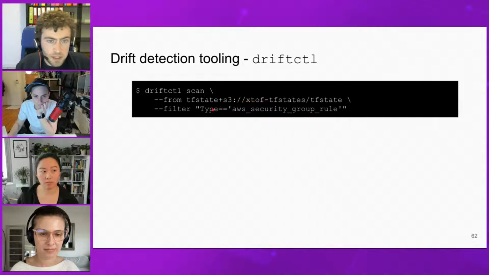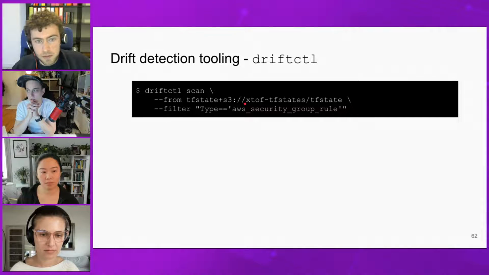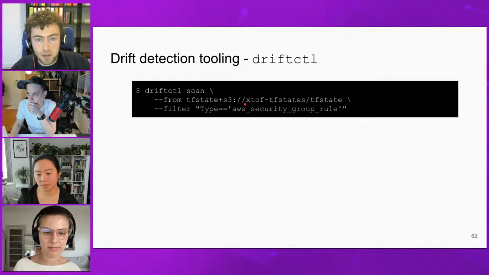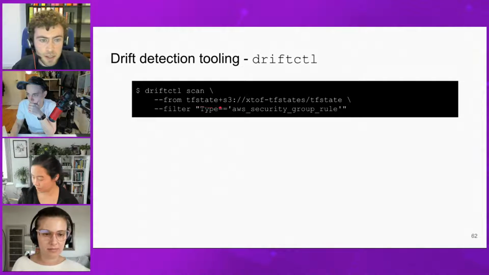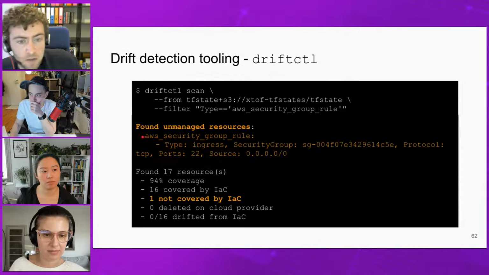We can run driftctl. We give it our Terraform state. We can pass it multiple Terraform states as well, which typically is going to be the case because we're going to have a bunch of CI/CD pipelines deploying in the same account. So typically we need to use multiple states. We can also filter on a specific resource type if we want. So here I'm telling it, give me basically the drift state for security group rules. And it's going to give me this information.